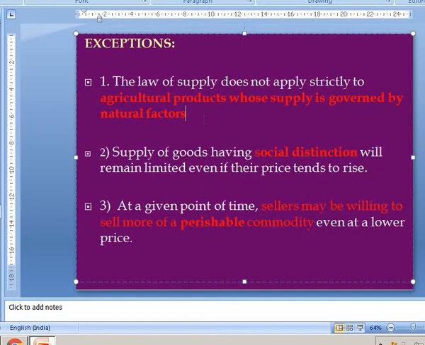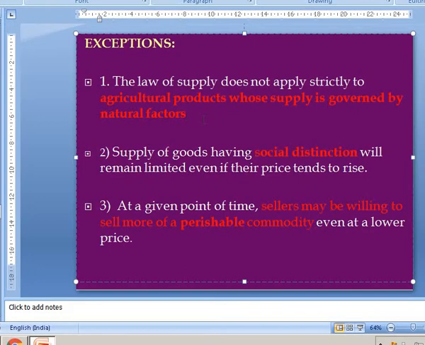For example, let us suppose the price of a commodity like onions or any vegetable rises. What will happen? Every producer will try to supply more. If the price has gone up, I would like to produce more. But can I just increase the supply of onions overnight or within a short period of time? No. Mostly agricultural commodities have their own time period for production, isn't it?